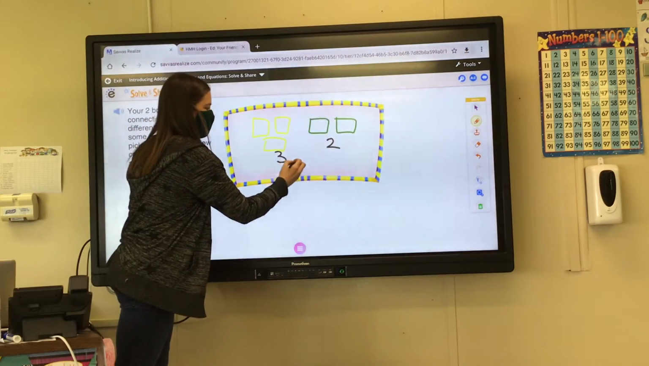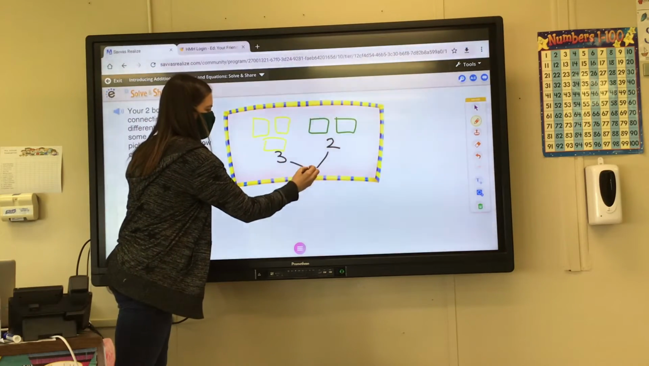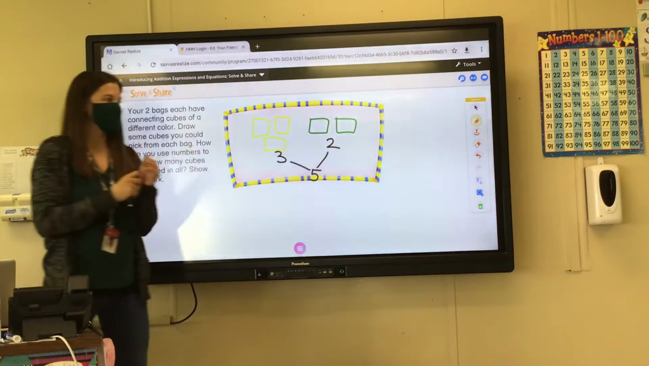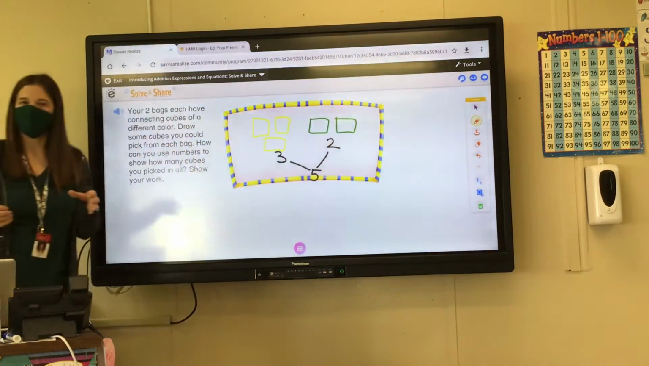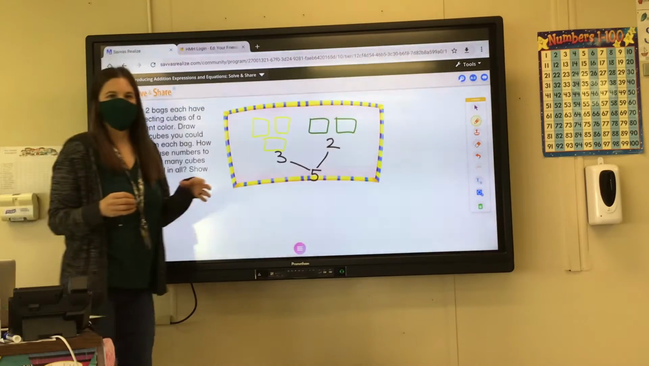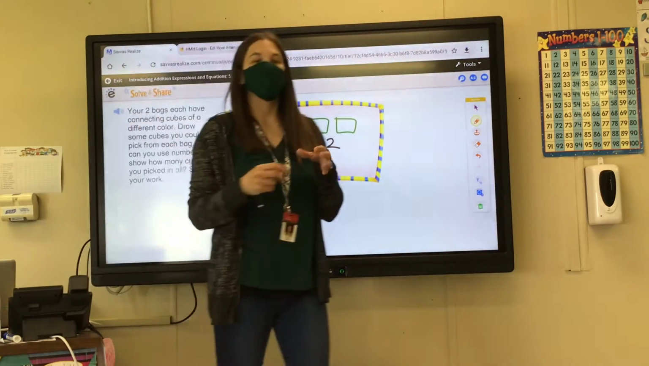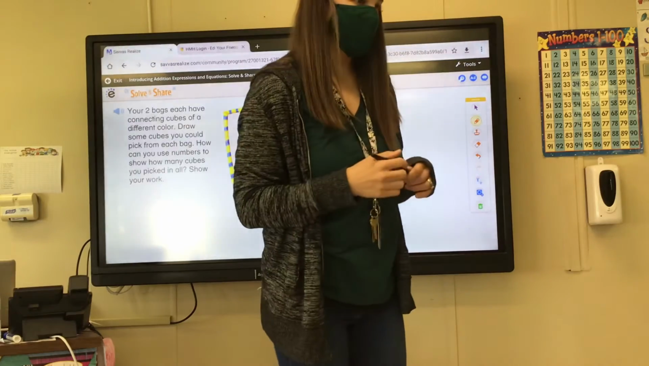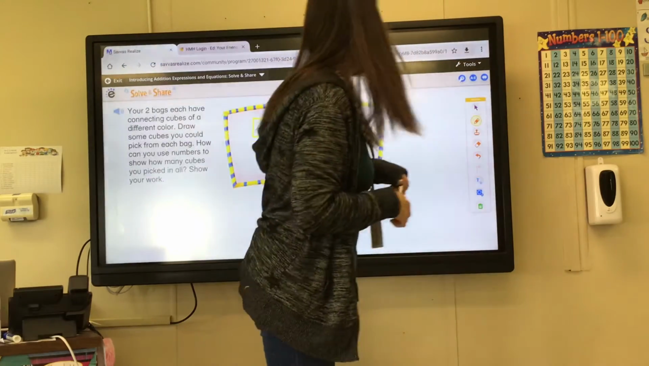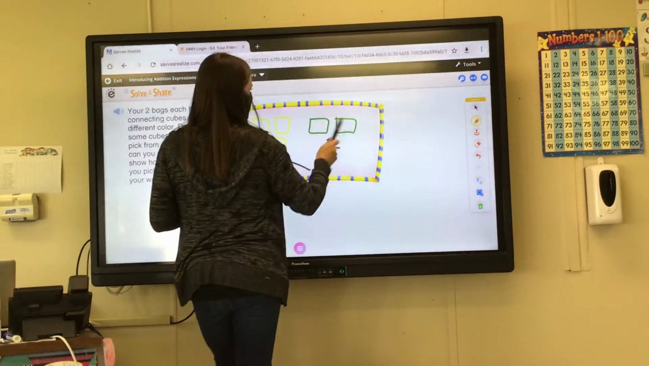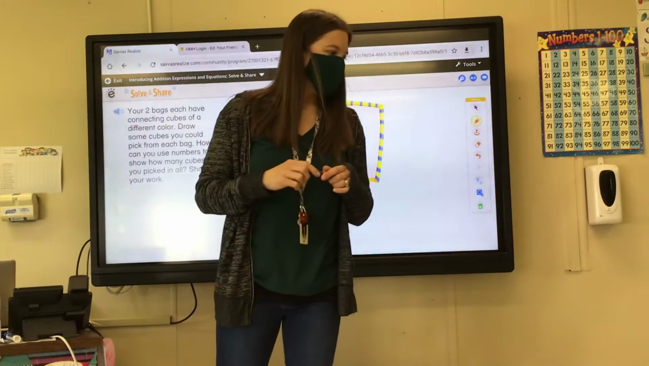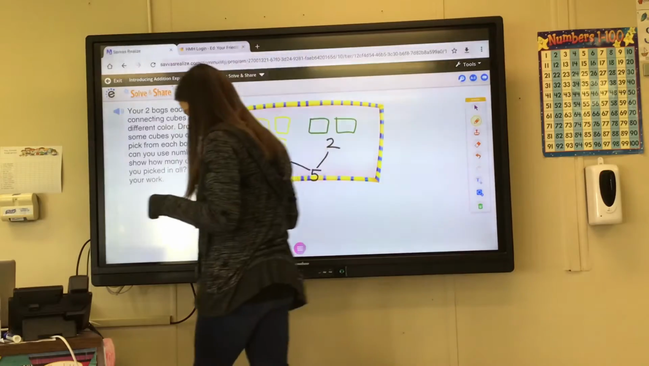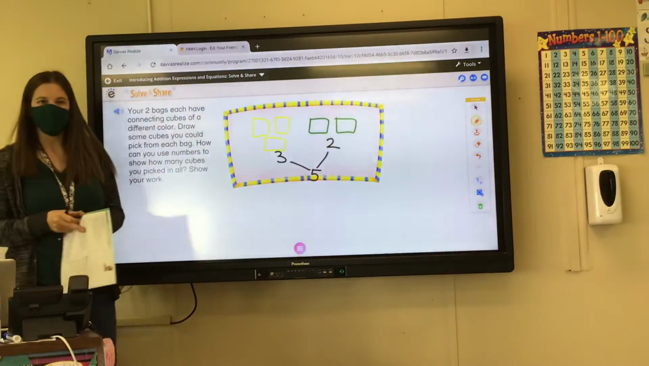You can even draw a line like this to say those two numbers are 5. Those two parts make one whole, which is 5. Also, you can count by 2s and then you can count by 1. That's another way to do it. You can count 1, 2, 3, 4, 5 to find out how many by 1. Okay, you got it? This is pretty simple. We've done this before.